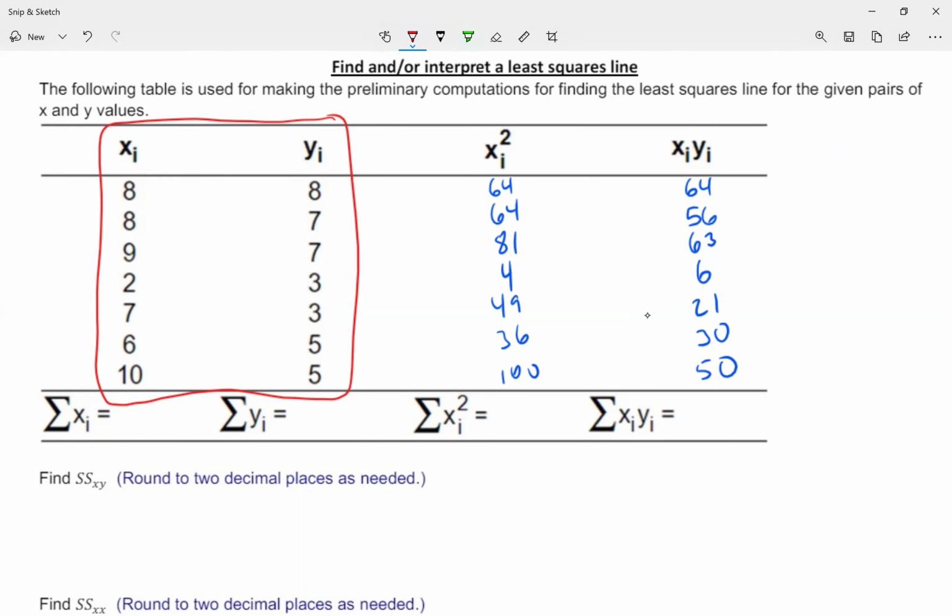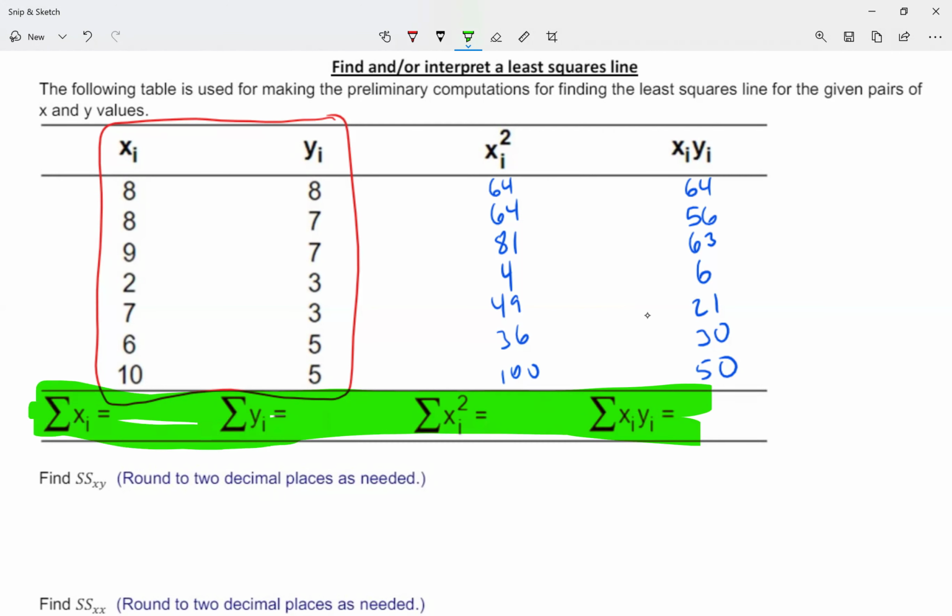Now, notice how at the bottom I have this row right here, and it has that E-looking thing. I'm going to write it here on the right. This thing that looks like an E is a Greek letter that we call sigma. Now, sigma basically means the sum of.